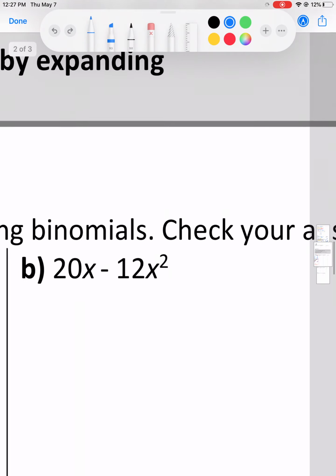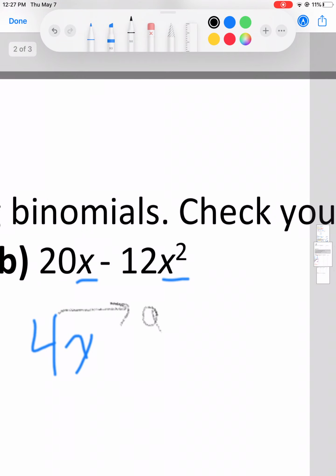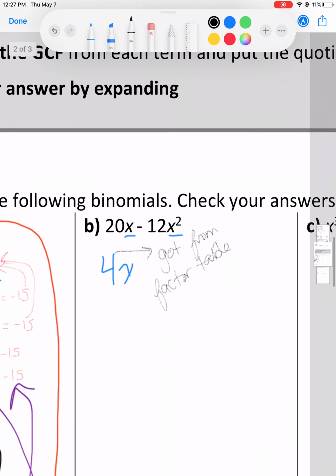So, for step 1, it's 4. There's an x in both of them, so it's actually going to be 4x. So we got that from the factor table. Okay. So it's 4x.